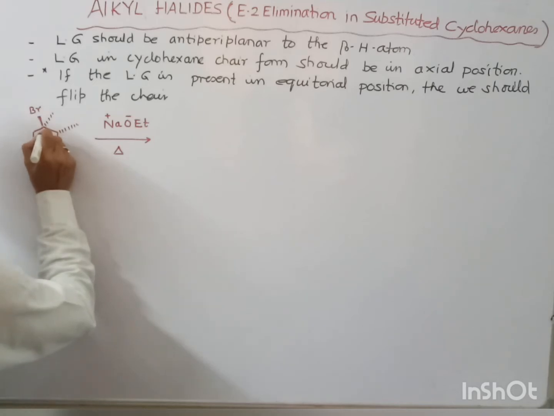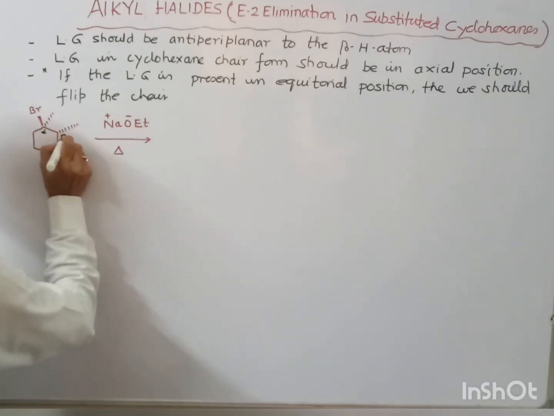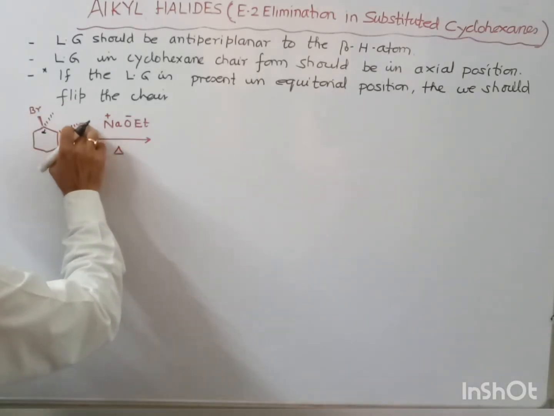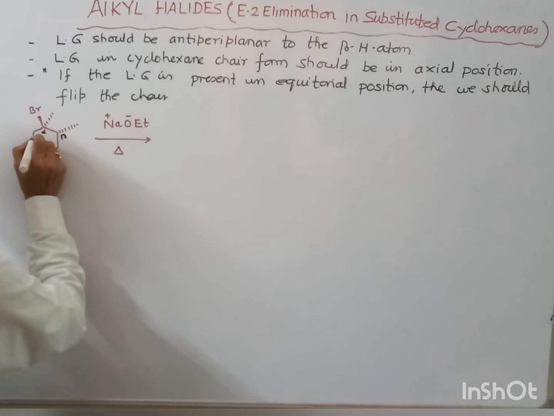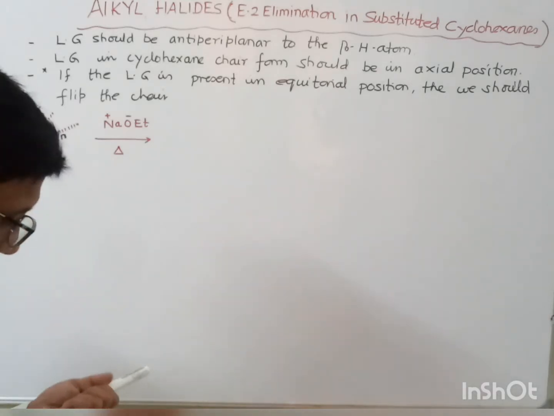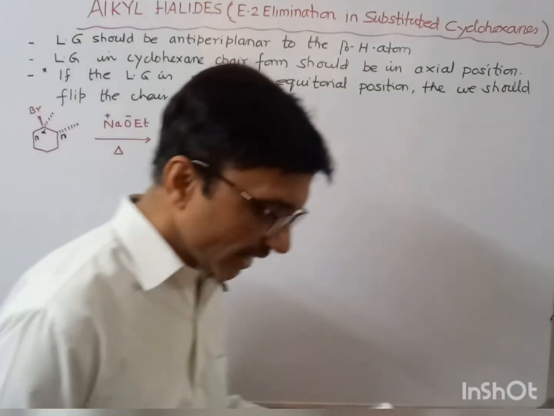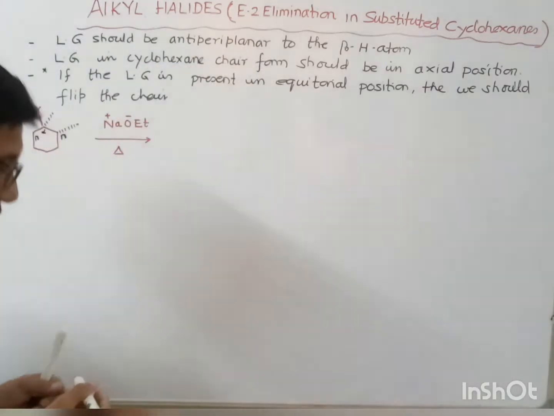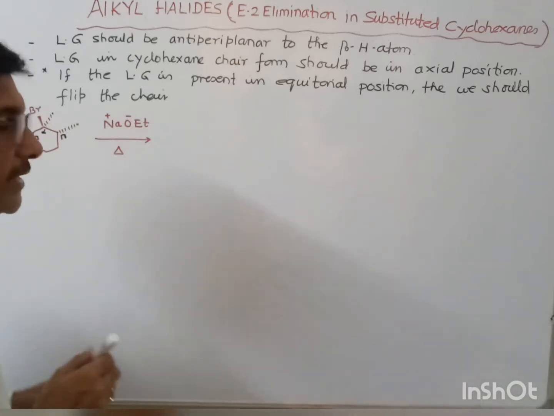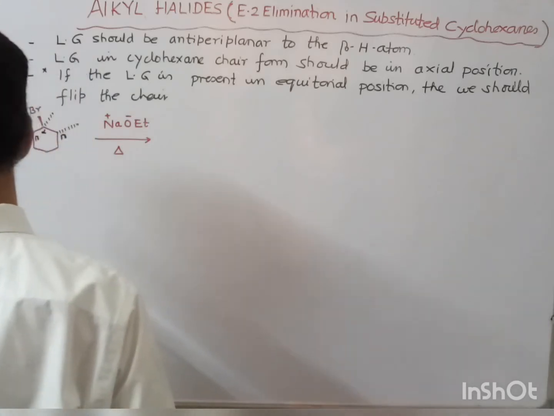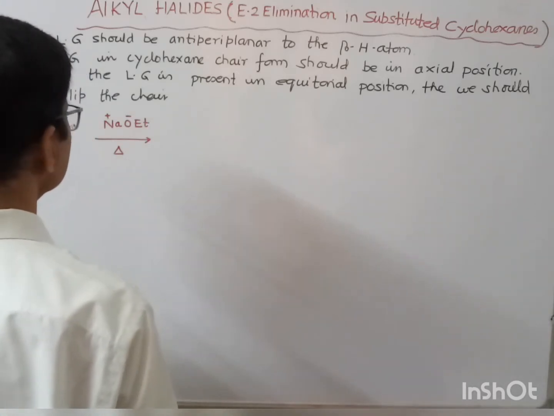So this is our alpha carbon, this is the beta carbon. In the same way, this is also a beta carbon, and this is also a beta carbon. These are the different beta carbons which are present. Only those hydrogens can be removed which are anti-periplanar. That's why we should write it in a chair form.